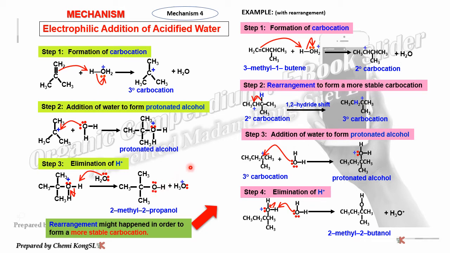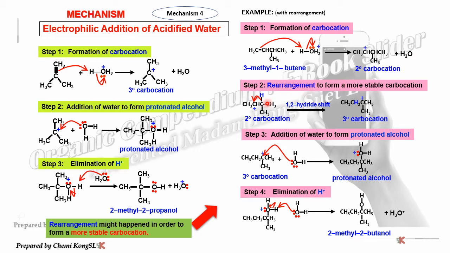If you look at step 1, step 2, step 3, step 4 for this reaction, there is an extra step because rearrangement happened. So step 1 is still the same, formation of carbocation. The carbon-carbon double bond here, the electrophile H3O+ ion is attacked by the pi electron from the carbon-carbon double bond, and then bond breaking forms the secondary carbocation and H2O.